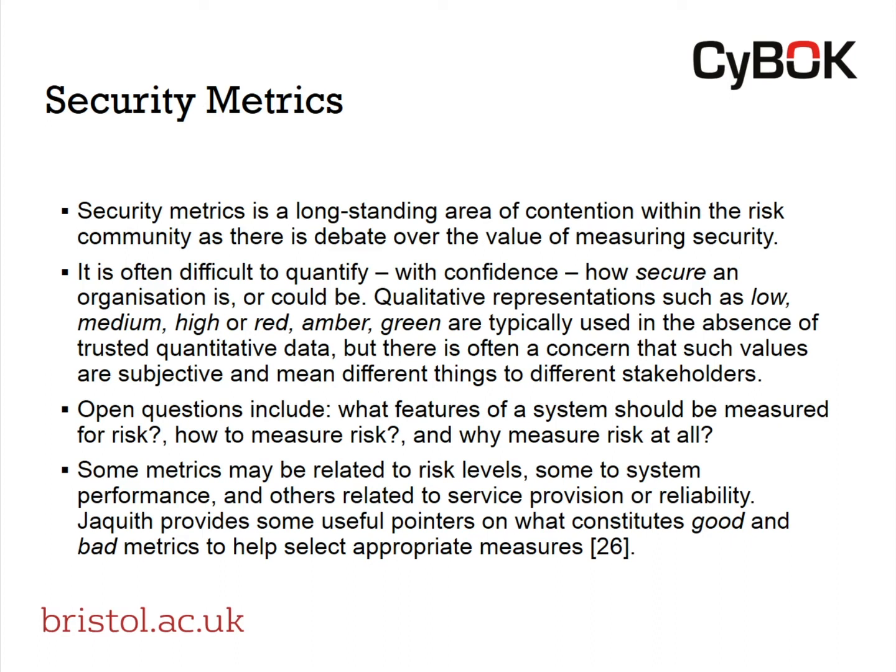Security metrics is a long-standing area of contention within risk assessment. What to measure, why to measure it, and so on. It's often difficult to quantify with any confidence how secure an organization is. Qualitative representation such as low, medium, high, red, amber, green are quite often used in the absence of trusted quantitative data, but then there's often a concern that such values are subjective and they mean different things to different stakeholders. What does medium actually mean in terms of the impact on my own personal values versus another person's personal values?